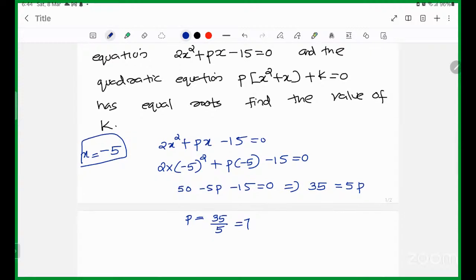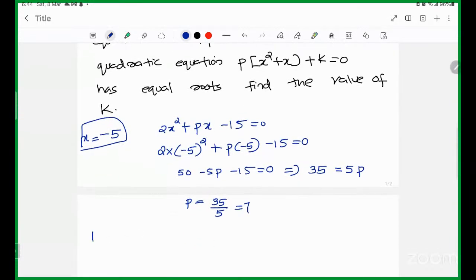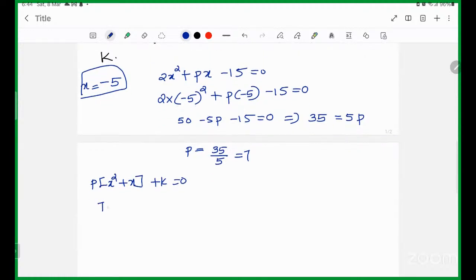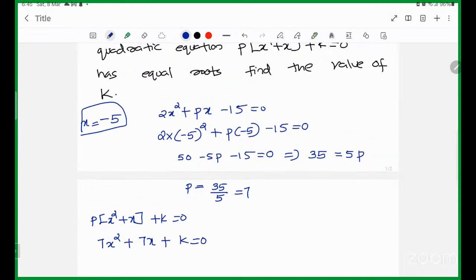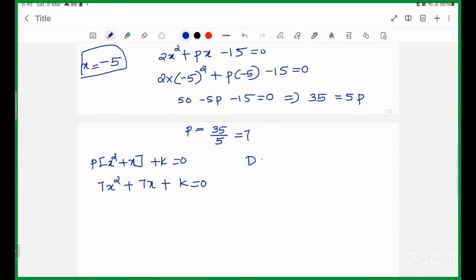So this p should be substituted in the second equation. The second equation is p into x square plus x plus k equal to 0. If you put 7 here, 7x square plus 7x plus k equal to 0. In the second equation, equal roots is given. Equal roots means discriminant equal to 0. So comparing this equation with the general equation, a equal to 7, b equal to 7, c is equal to k.